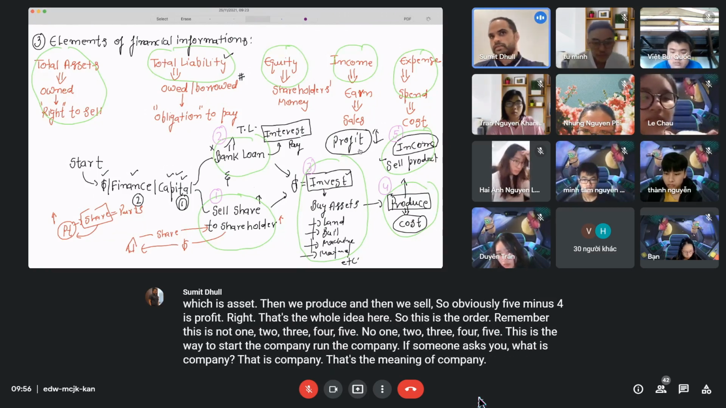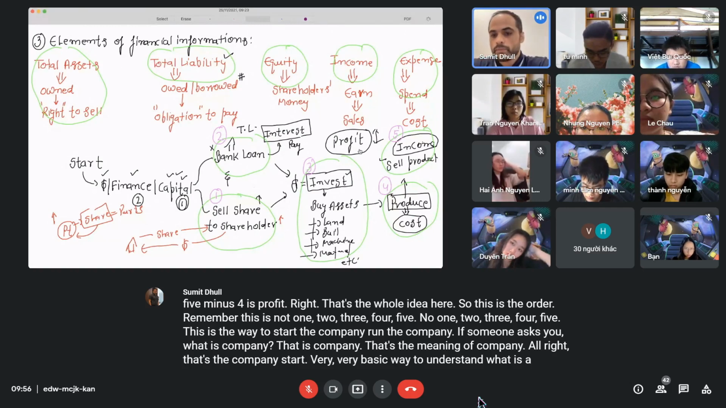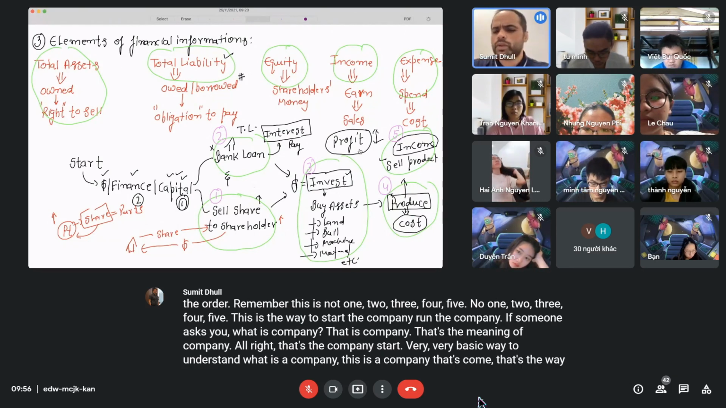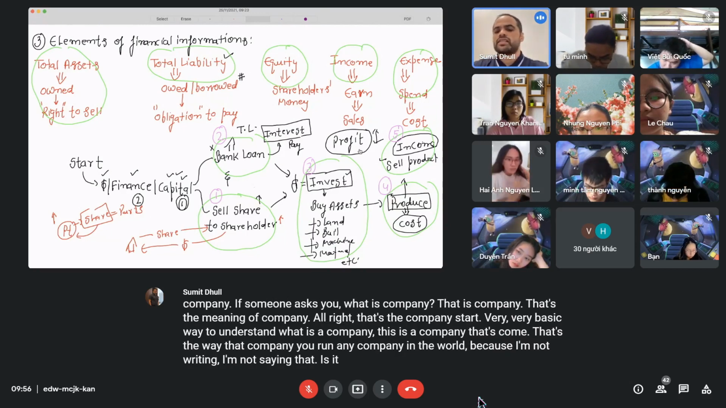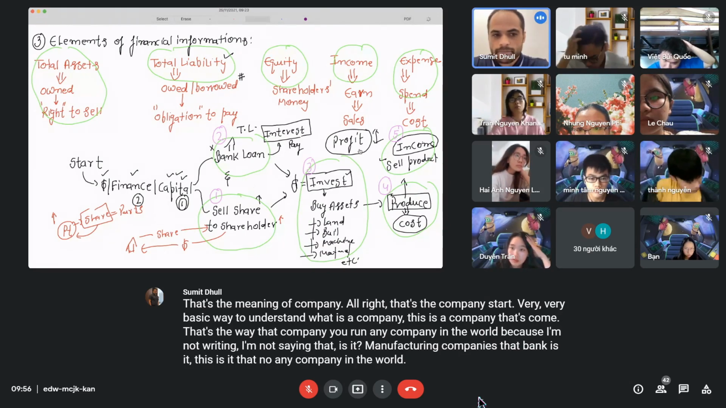All right, that's the company start. Very, very basic way to understand what is a company. This is a company. That's the way that a company runs. Any company in the world, because I'm not saying whether it is a manufacturing company, is it a bank, is it this, is it that? No, any company in the world is like this.